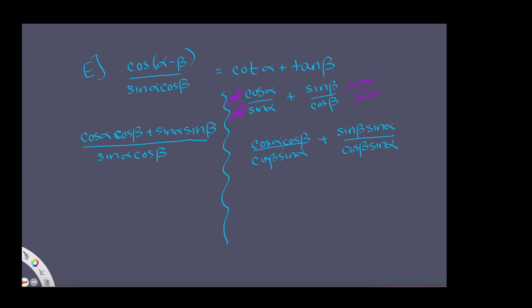And take a look. Once I combine these numerators, I get cosine alpha cosine beta plus sine beta sine alpha all over cosine beta sine alpha. Things are in a little bit of a different order, but this and this are exactly the same. So I verified my identity.